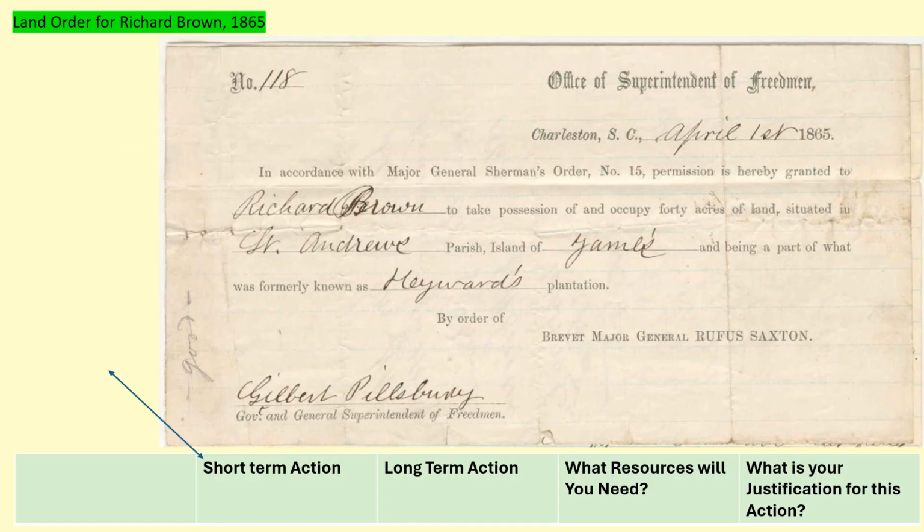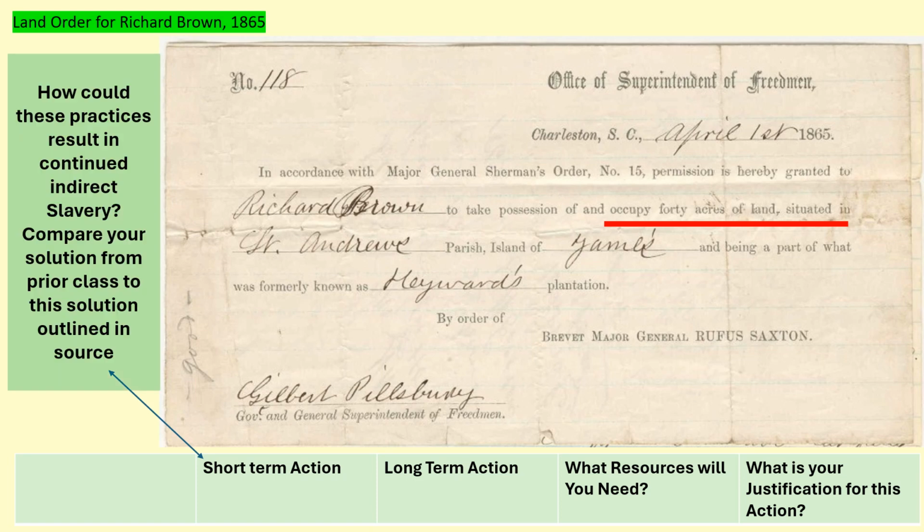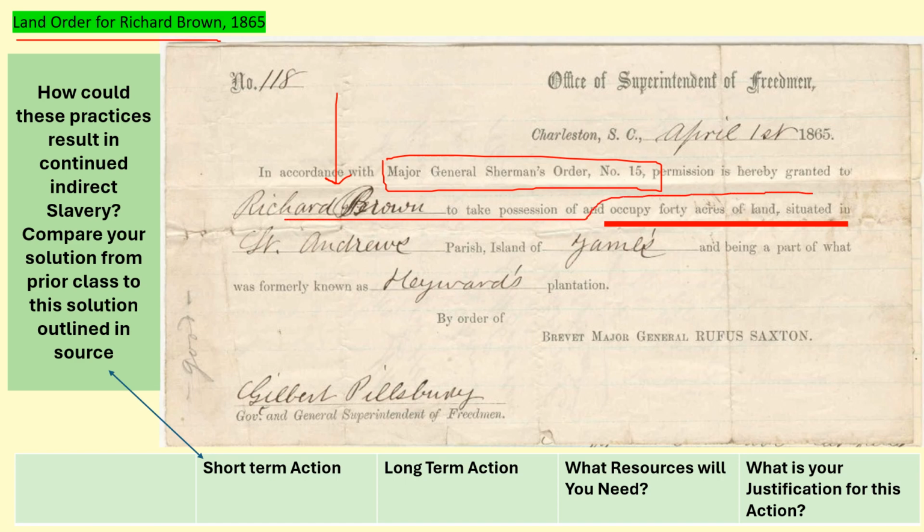As we look at this required source, what we want to do is answer the question here in the green box. And for the most part, what we're looking at is some form of land receipt here. As it tells you here, land order for Richard Brown. Richard Brown, his name is listed here. Notice how they mention in accordance with Major General Sherman's order number 15, and that Richard Brown is about to take possession and occupy 40 acres of land. So we'll see how this is going to play out.